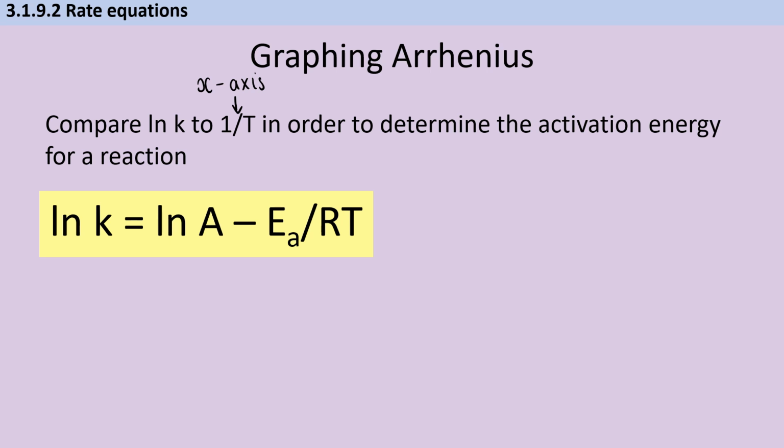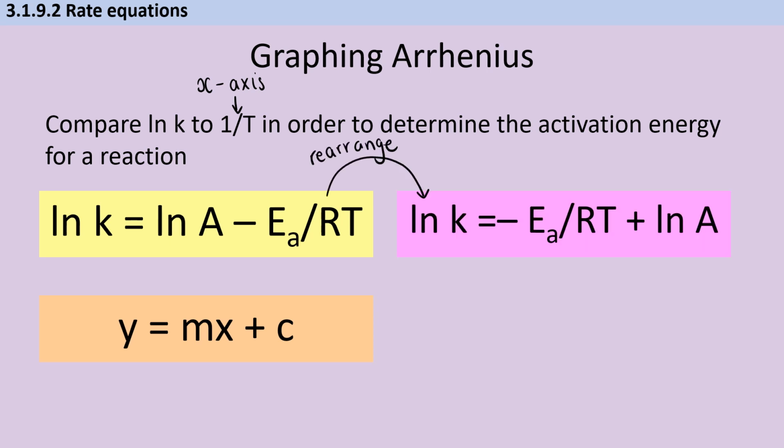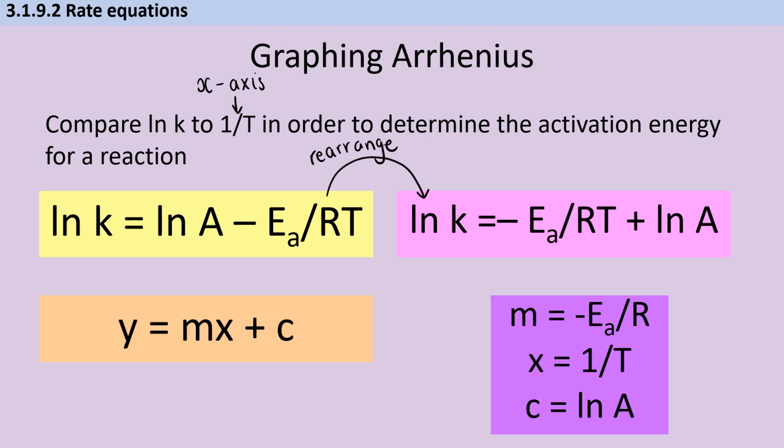We can also determine the activation energy graphically by comparing the natural log of k to 1 over the temperature. So natural log of k is your y-axis and 1 over the temperature is the x-axis. And if we do a little bit of rearranging to get the equation for the natural log of k into the form y equals mx plus c, then we're going to get ln k is minus the activation energy over RT plus ln A. And remember that 1 over T is our value for x. So therefore our gradient is minus activation energy over R, the gas constant, and our intercept is going to be the natural log of the Arrhenius constant.